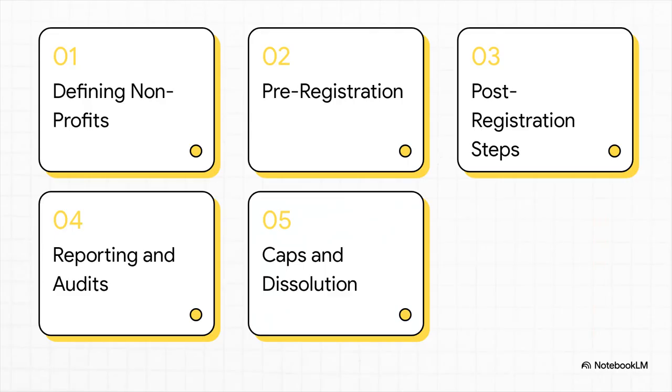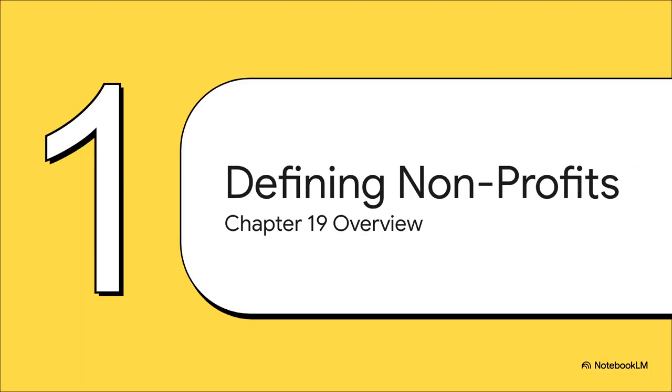So here's our compliance roadmap for today. First, we'll define nonprofit companies. Second, pre-registration and documentation. Third, initial post-registration steps. Fourth, financial reporting and audits. And finally, expense caps and dissolution. Let's get to it. Section 1.